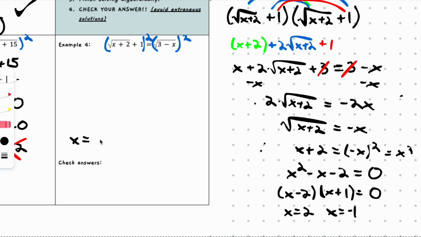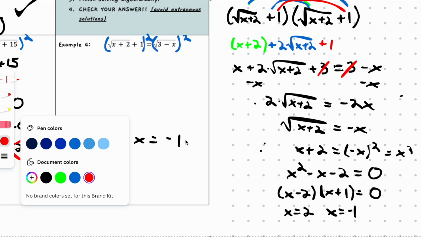So let's write that here. Now, of course, we have to plug these back into our original equation to see if they work. So let's first plug in 2. 2 plus 2 is 4. The square root of 4 is positive 2. Positive 2 plus 1 is 3. Now we plug this into the other equation. 3 minus 2 is 1, and the square root of 1 is positive 1. We said this side was equal to 3, this side is equal to 1. That means this does not work. This is extraneous.